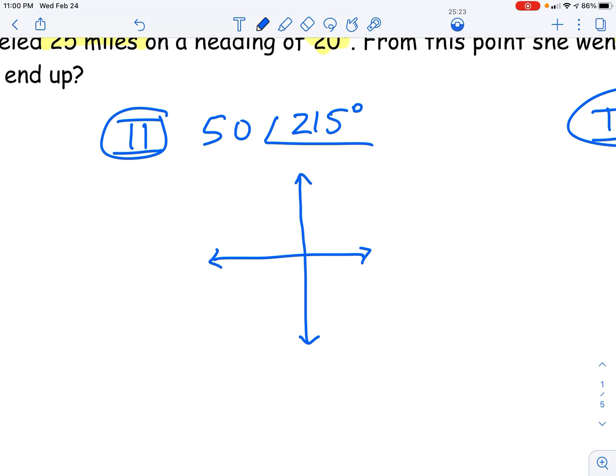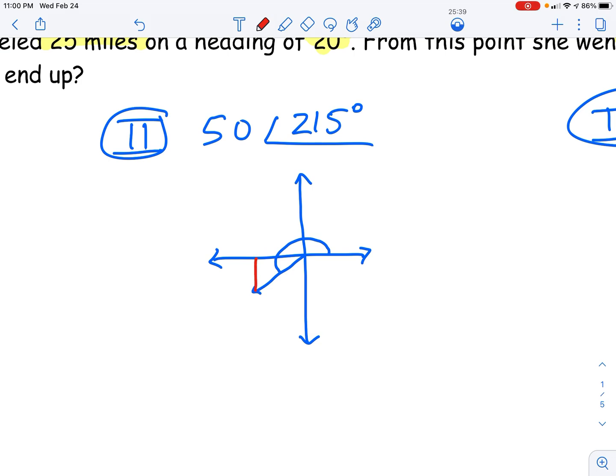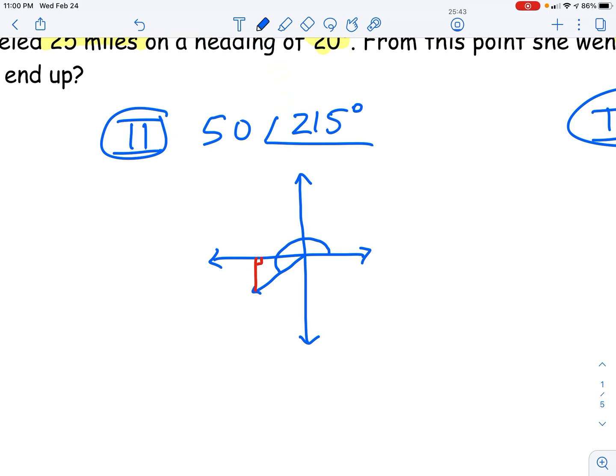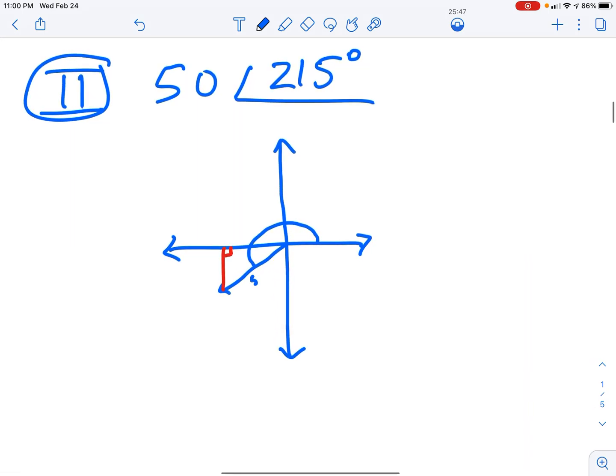So I'm going to already in my mind kind of figure out where this is going to be. I'm going to go to 180, and then I'm going to go slightly past it to about right here, 215. Doesn't have to be perfect, you know. As long as you label it correctly with your measurements, you'll be safe. Okay, so I'm going to fill in here. We have a hypotenuse of 50.